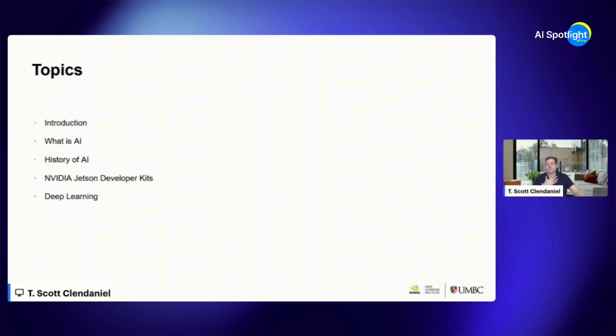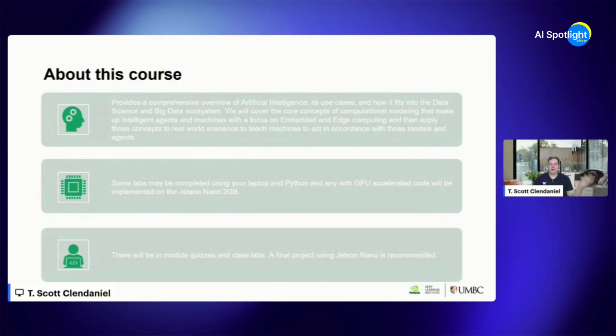All right, so what is this course? First things first, it provides a comprehensive overview of artificial intelligence, its use cases, and how it fits into data science and big data ecosystems. Now, one of the things we should all get used to as we go through this process is that definitions in this field get a little bit murky. A lot of people ask, what's the difference between artificial intelligence and data science and machine learning? We've got a slide coming up that's going to talk about that.